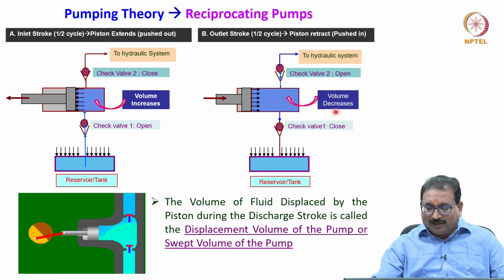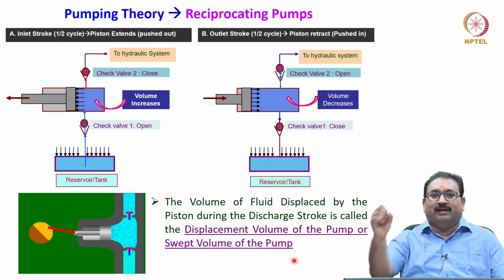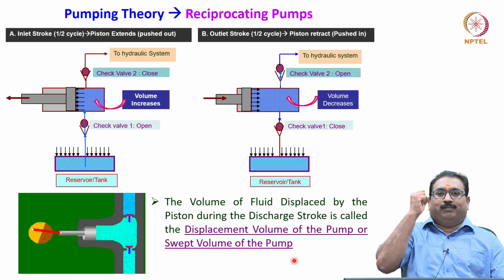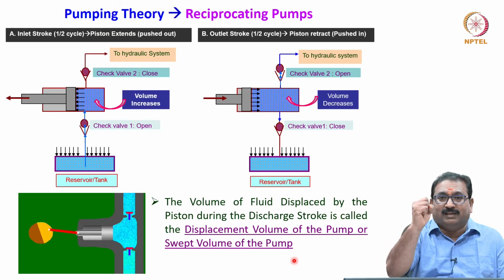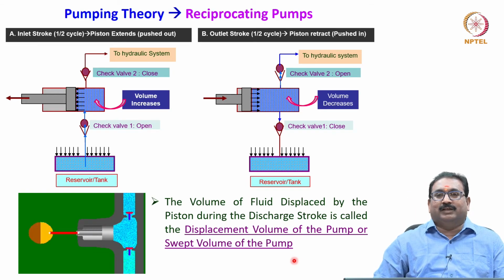Before going to that, the volume of fluid displaced by the piston during the discharge stroke is called the displacement volume of the pump, or it is also known as the swept volume of the pump. One cycle: when it is taken out, it sucks. When you push in, it discharges. This is one cycle. How much quantity is fixed, that is what we call the displacement volume or swept volume.